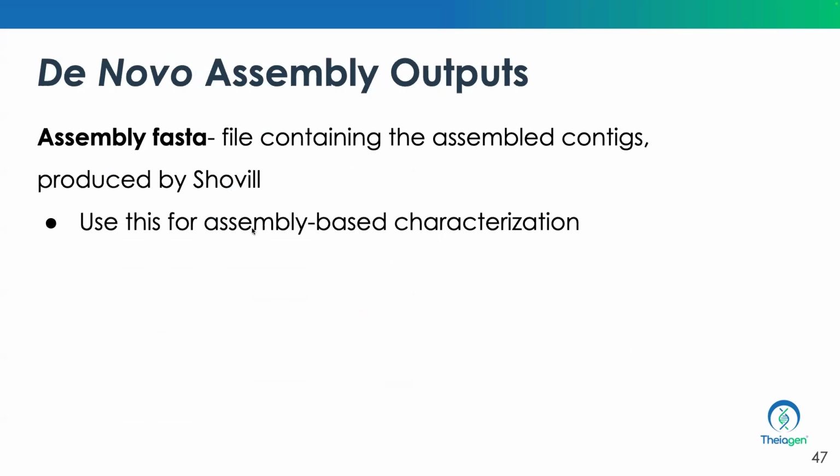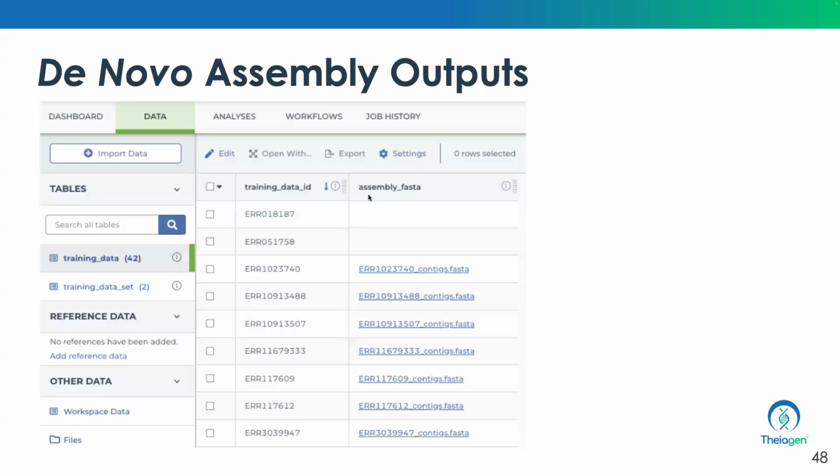So for the output, we expect a FASTA file that is an assembled set of contigs. So we have the column called assembly_fasta. So this will have the assemblies for each of the samples that we submit through TheiaProk.